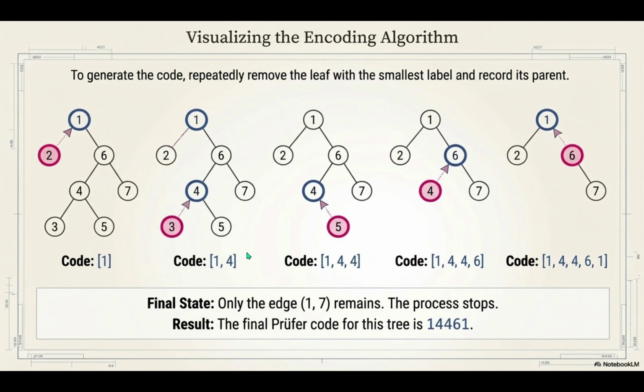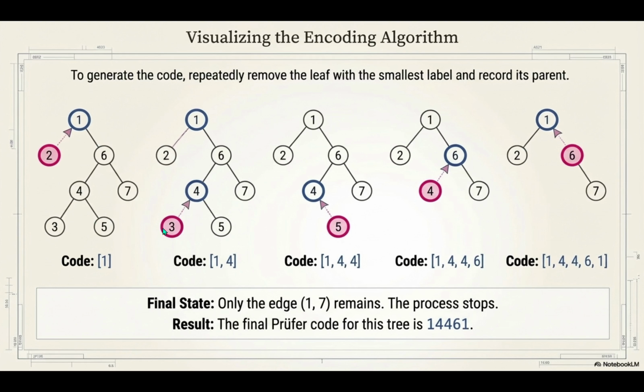Okay, let's visualize this. Walk us through the encoding algorithm. I've read it, and it sounds complicated, but it's actually surprisingly simple. It's beautiful in its simplicity, really. You start with your labeled tree. At every step, you look for the leaf node, that's a node with just one connection, that has the smallest numerical label. The smallest number. Got it. Once you find it, you do two things. One, you write down the label of its parent node, the one it's connected to. That number goes into your sequence. Okay. And two, you just remove that leaf node and its connecting edge from the graph. Yeah. Then you repeat.